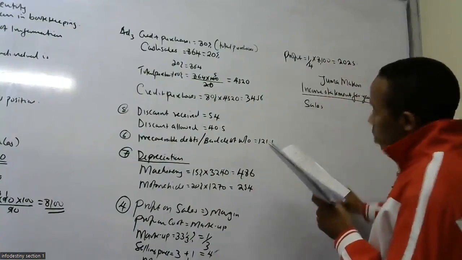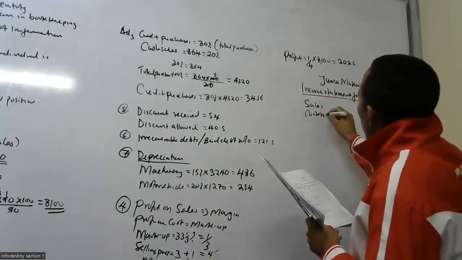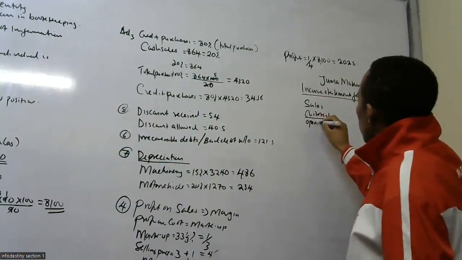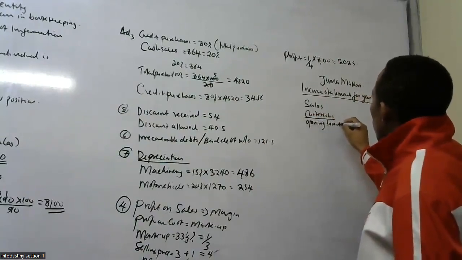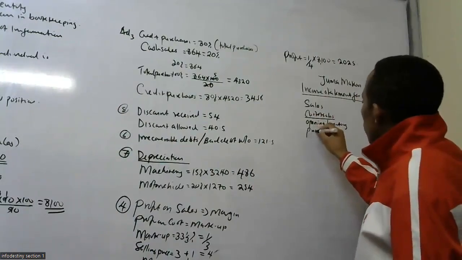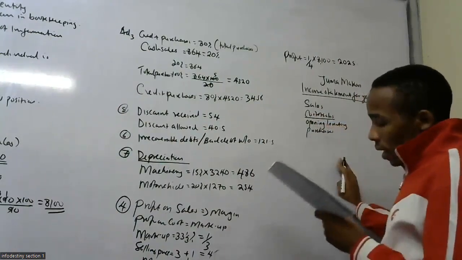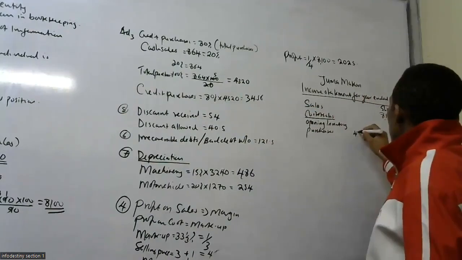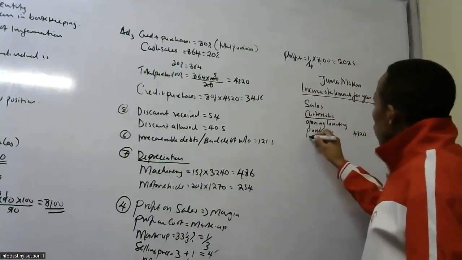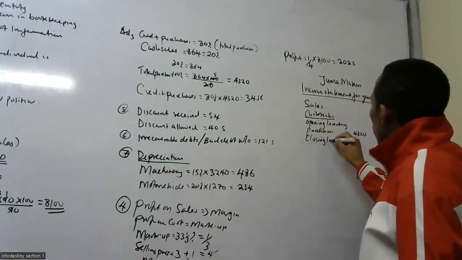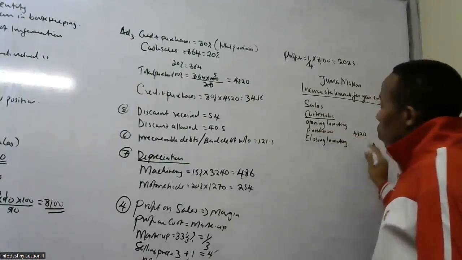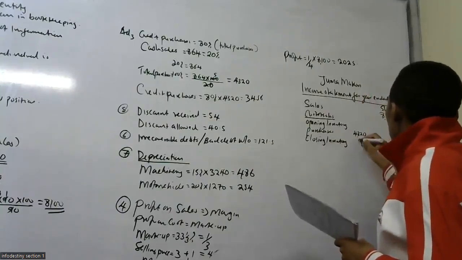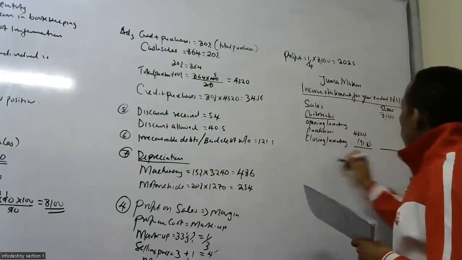There were no return inwards. So we less the cost of sales. The cost of sales, we start with the opening inventory. Then we add purchases. The opening inventory was a question mark, but now we have the total purchases, 4320. Then we minus the closing inventory. The closing inventory we were given there as 91.8.